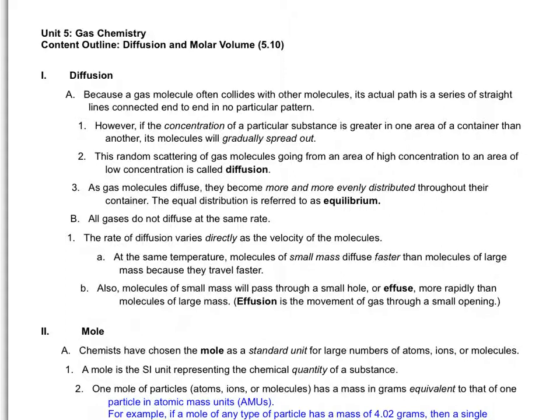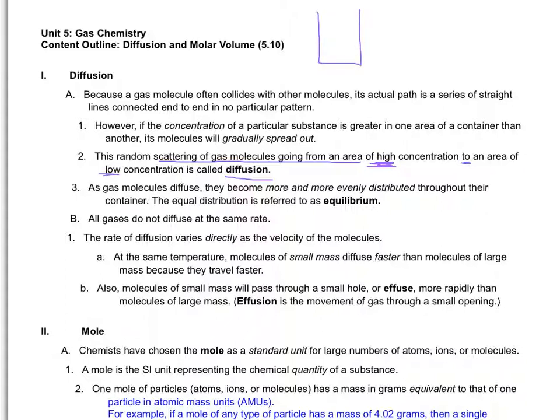We are going to talk about diffusion and molar volume. That's 5.10 in your notes. And of course, the first thing we need to look at is the definition of diffusion. That word diffusion just means a scattering of gas molecules going from high concentration to low concentration.